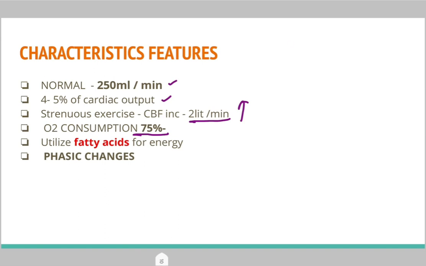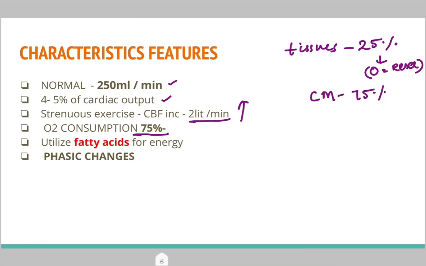The oxygen consumption of the cardiac tissue is about 70 to 75%, but for normal tissues, it would be around 25%, and the remaining oxygen will serve as oxygen reserve. But for the cardiac muscle, it is utilizing 75%, that is, its oxygen reserve will be very less. If it demands extra oxygen and it also has low oxygen reserves, the only thing that could help is the increase of coronary blood flow.